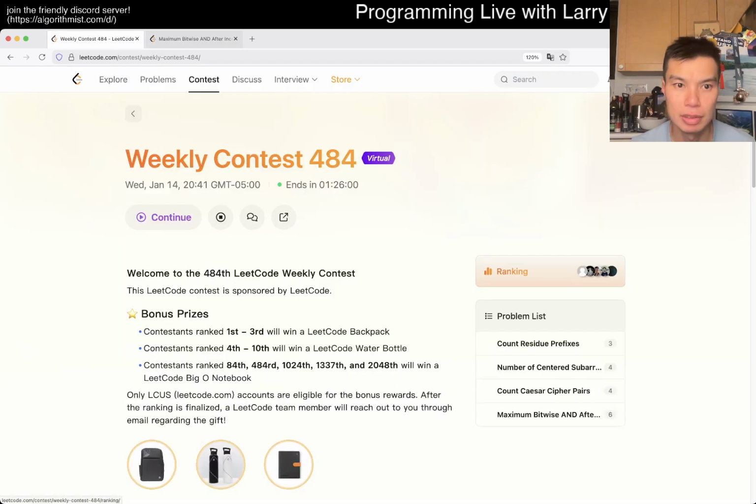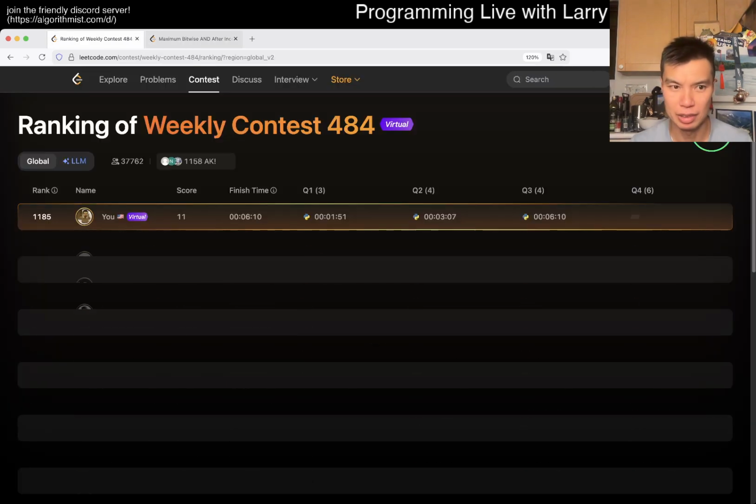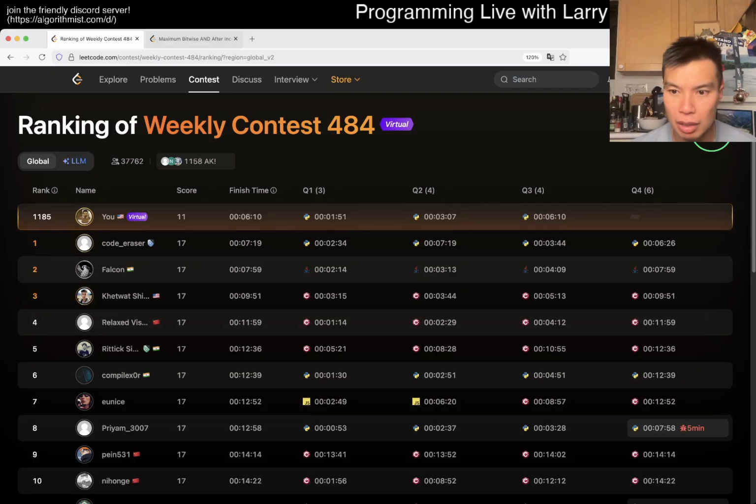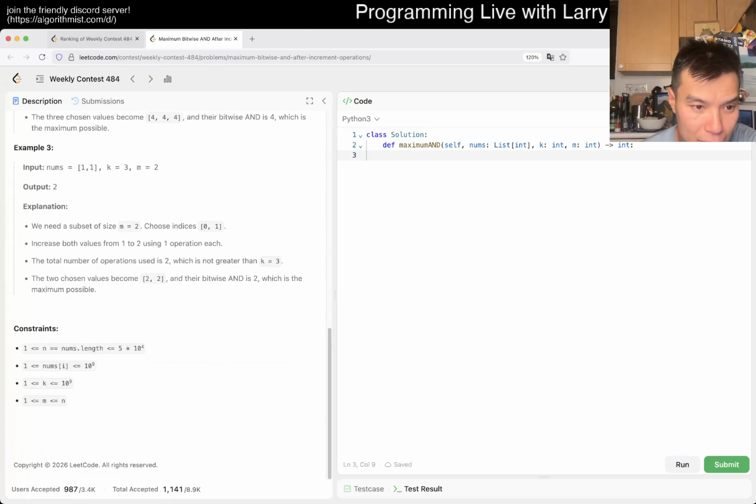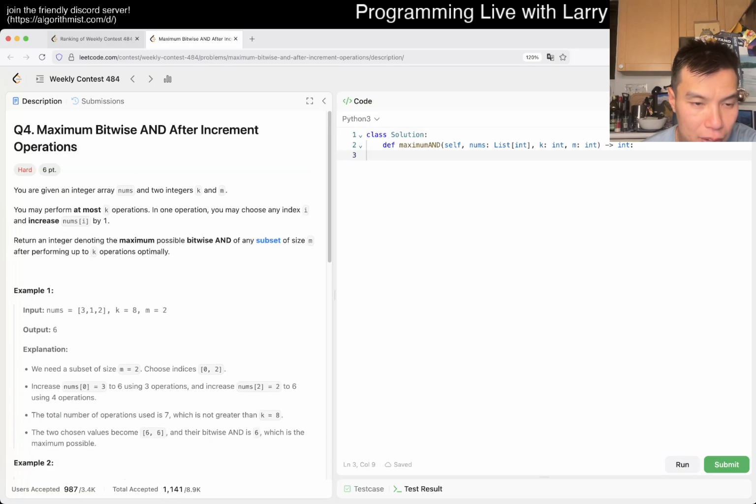How are we doing? You should check how we're doing after, just to see. Pretty soon we'll do it pretty fast, so we'll see. Alright, K and M. And you can choose any index i and increase nums sub i by 1. Return an integer denoting the maximum possible bitwise n of any sub. What? Okay. Double check the constraints. Okay, so there's nothing crazy.